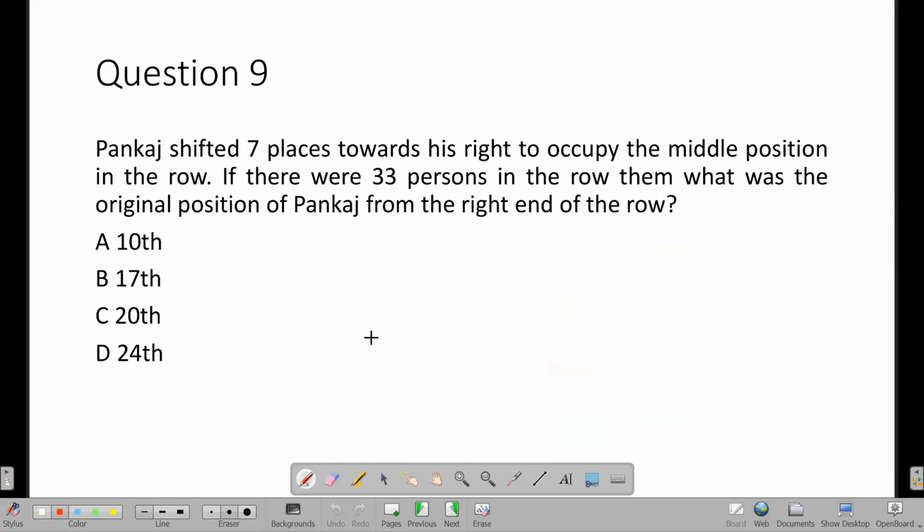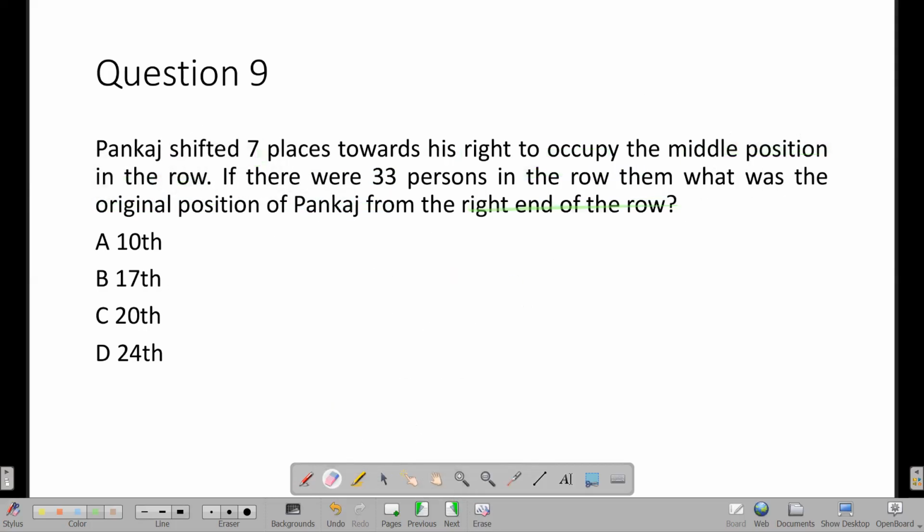This is a very interesting question. Read the question carefully. Given Pankaj shifted 7 places towards his right to occupy the middle position in the row. Altogether, you are dealing with 33 people in the row. So you are asked to find what was the original position of Pankaj from the right end of the row. Not from the left end, it's from the right end of the row.